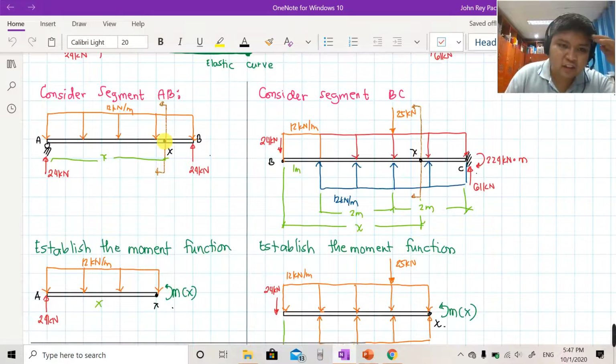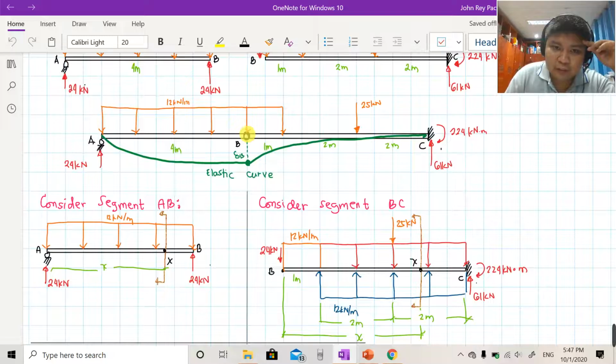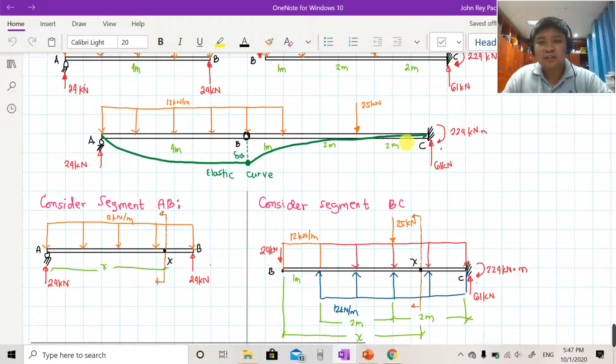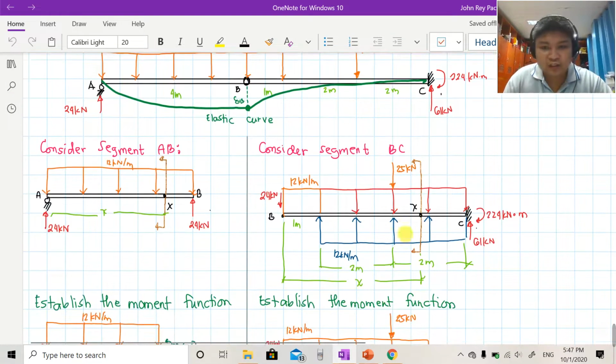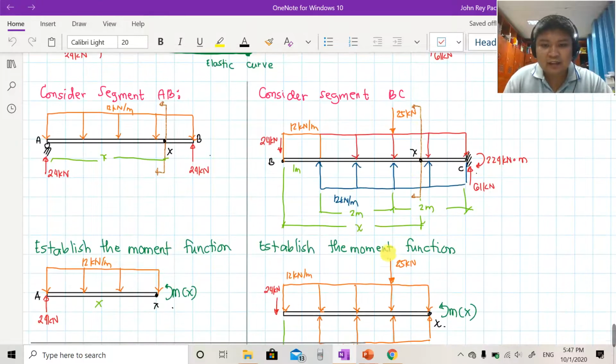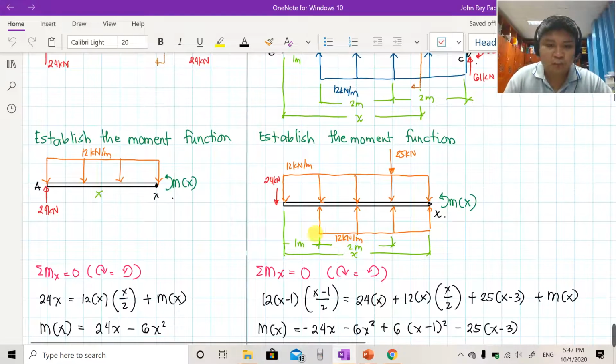So, I select this random point x, and here, this is supposed to be three spans: the first span, second, and third. And you know, in the double integration method, our only concern is the third one. So, we are just referring to this third one. Okay, so when we cut it, we establish the moment function.